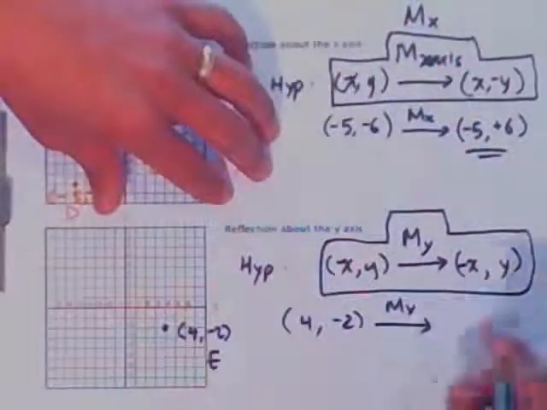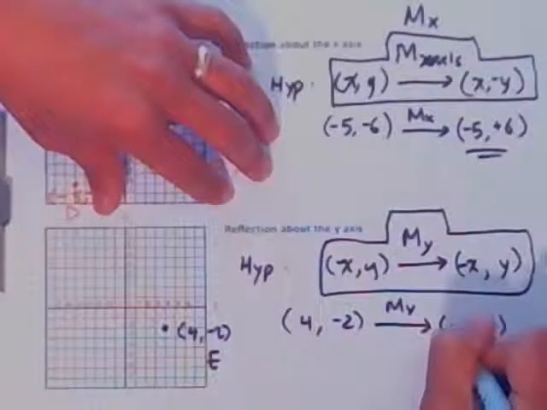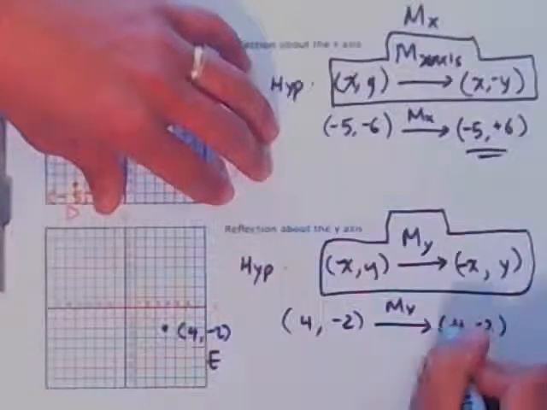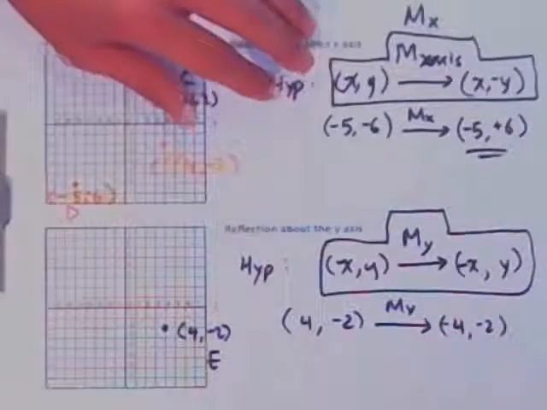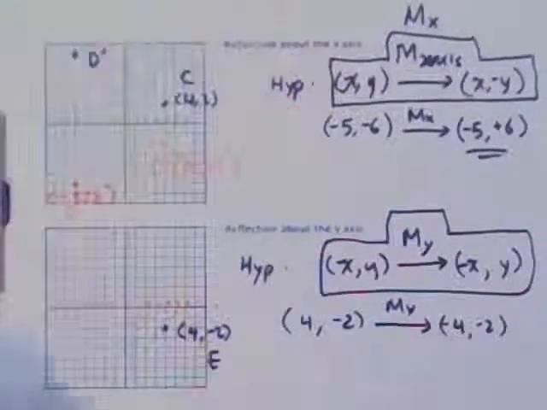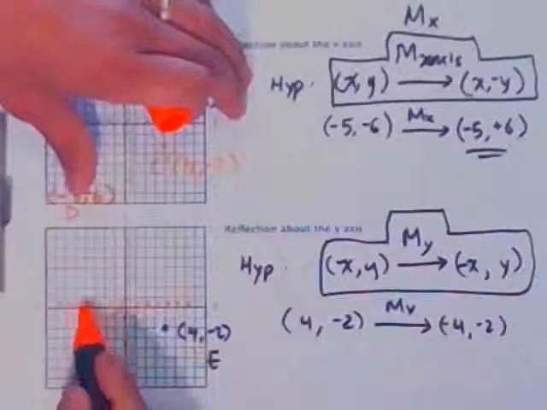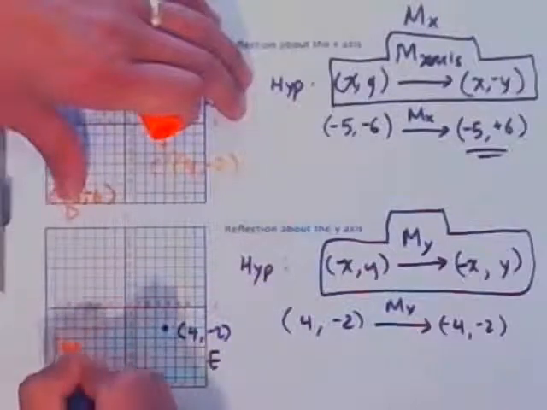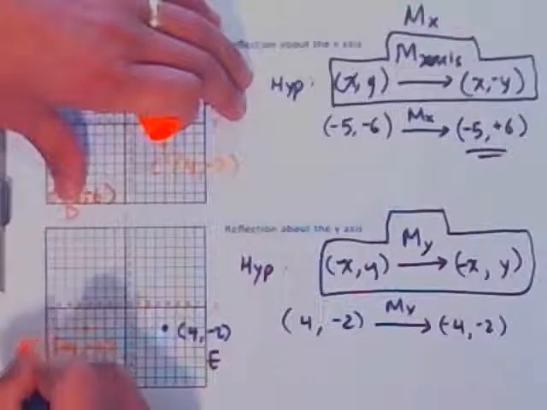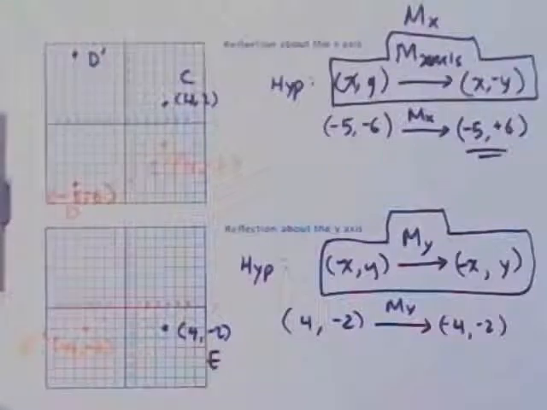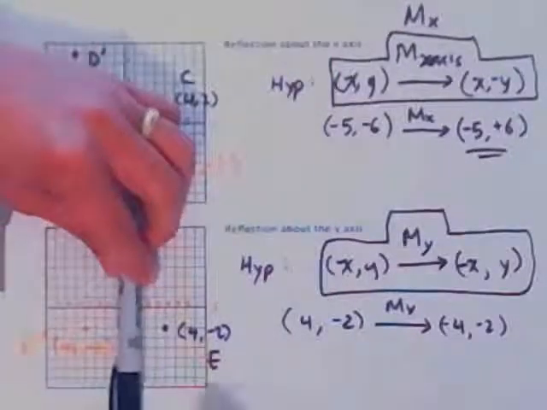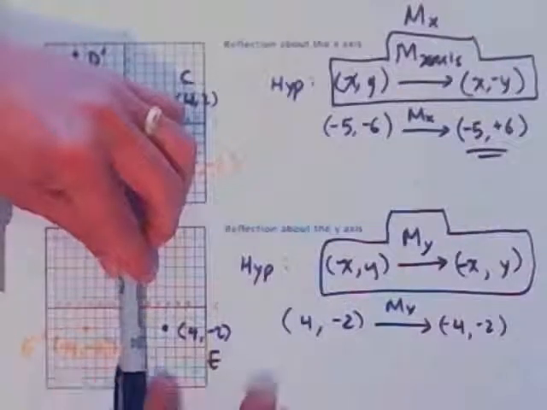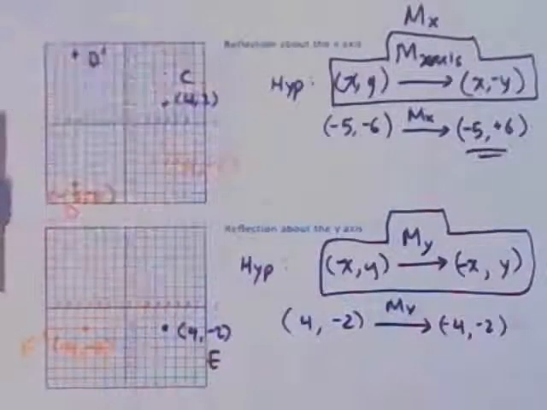We bring it straight out. 4, -2. And now we're going to switch the x value from a positive to a negative. Let's see if that works pretty good. Where's -4, -2? -4, -2, there it is. E prime is your image right there. Does it seem to be the case that it got reflected about the y-axis line? Yes, it does. Okay, great.